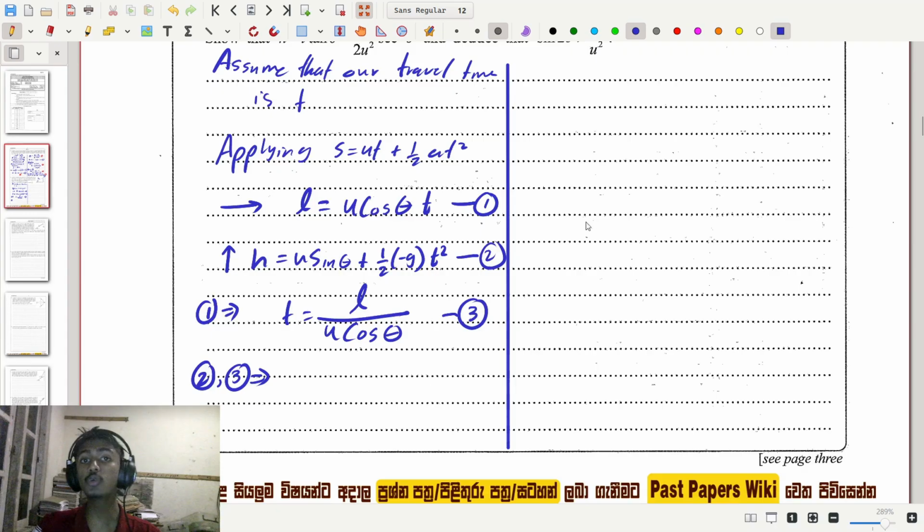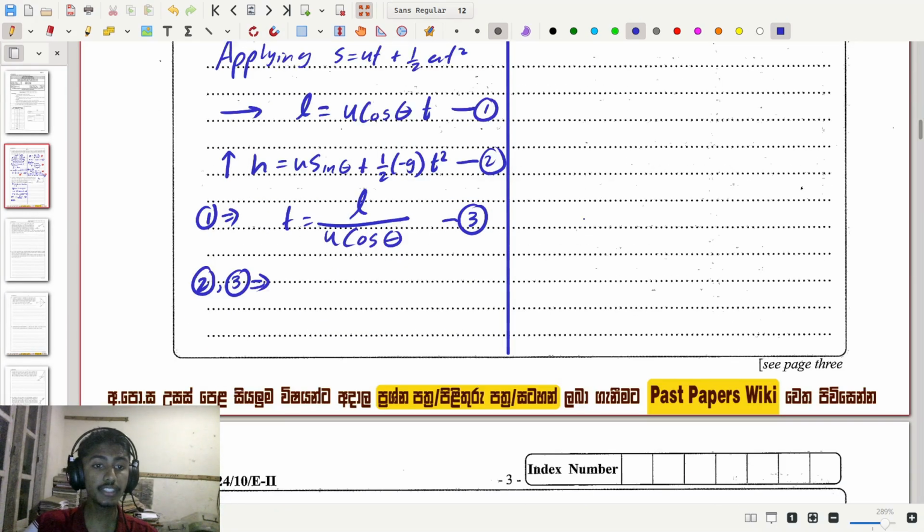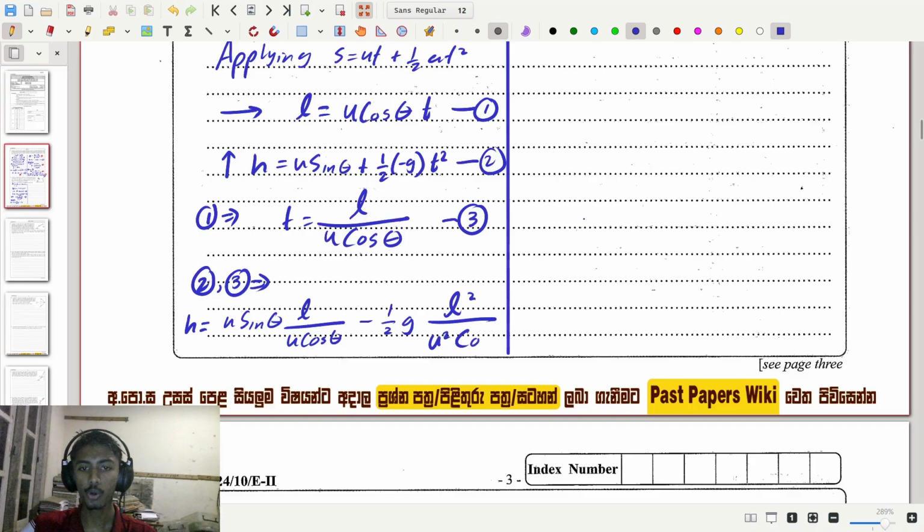Now substituting 3 into 2, I can see I get h equals, and then I have u sine theta times t, which is L divided by u cosine theta, and then we have plus this bit here, which is actually minus, since we have minus g, so I'll write that as minus 1/2 g times t squared, which is this term squared. So we have L squared divided by u squared cosine squared theta.